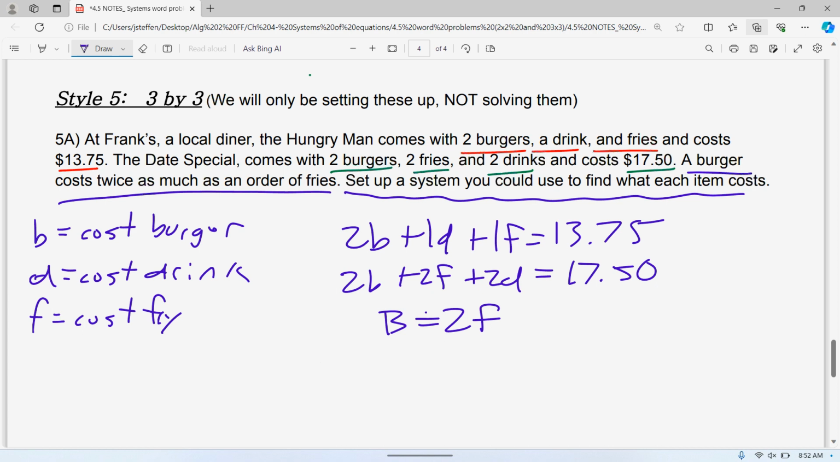I would love to have you solve one like this, but I don't want to put very many 3x3s on the test because they take forever. If you can solve this one, then it should be good after this step.